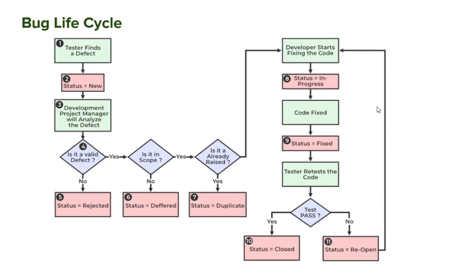After reopening, it will be assigned back to the developer. The developer will again change the code and give it to the tester for retesting. The tester will retest it again, and if it is fixed, then the tester will close that issue. So this is how the bug life cycle looks, and most organizations follow this bug life cycle.